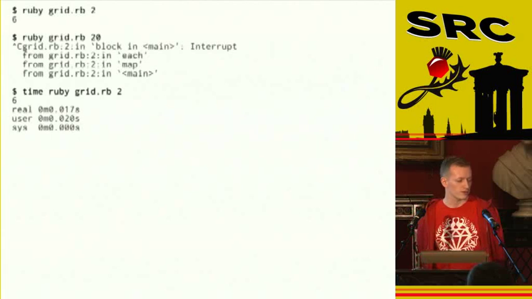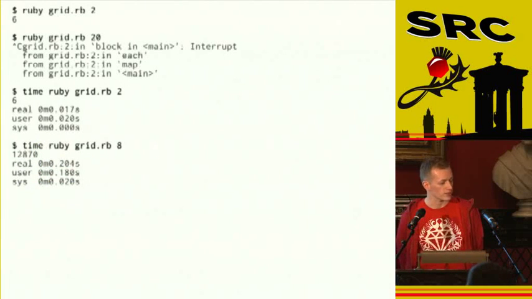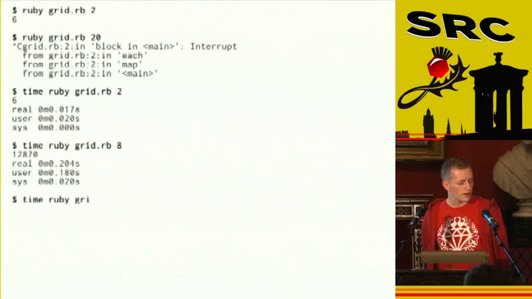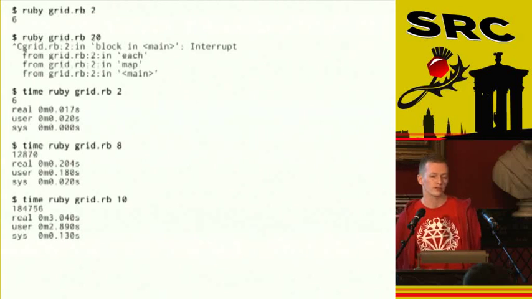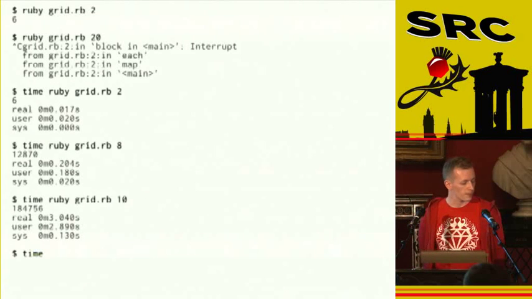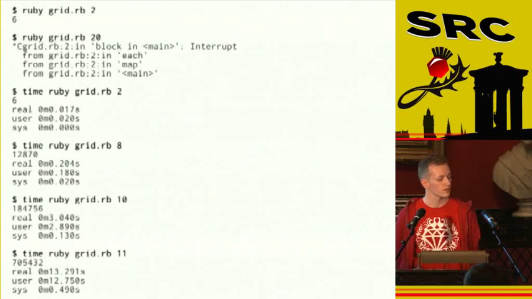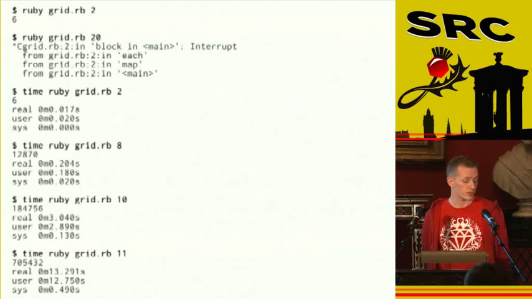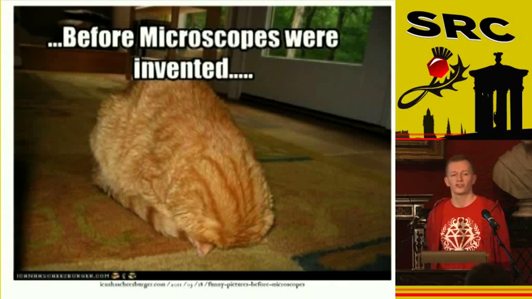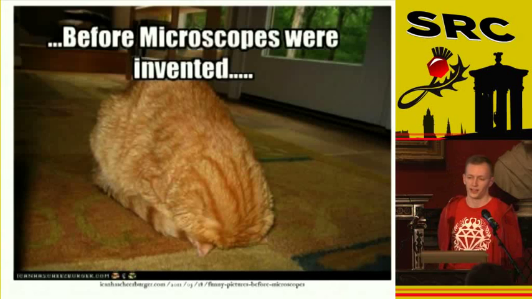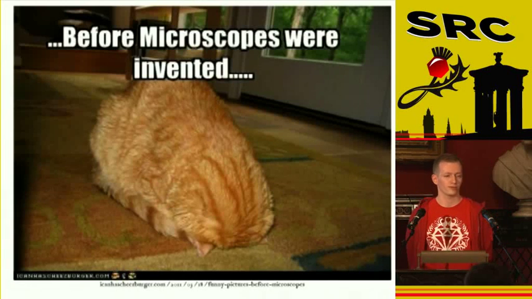So we time it. For a 2x2 grid, it's really fast. For an 8x8 grid, it's also rather fast. For a 10x10 grid, it's already an order of magnitude slower than for the 8x8 grid. And for 11x11, again, we get an order of magnitude worse computation time. So we have to figure out how to crack this nut, what exactly is not performant in that algorithm.